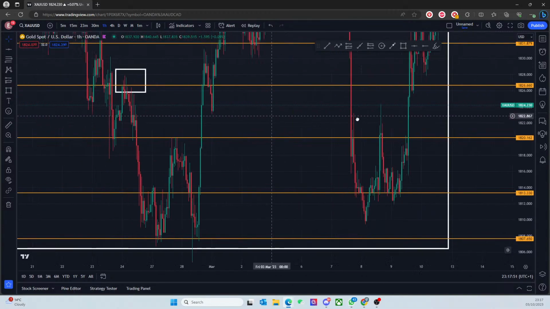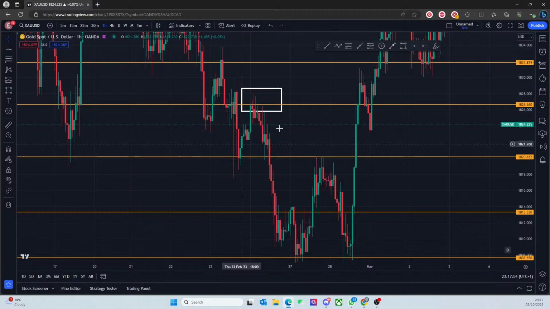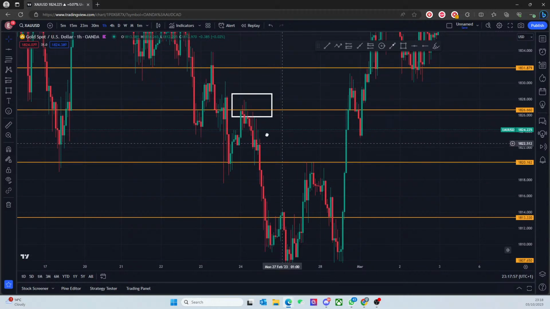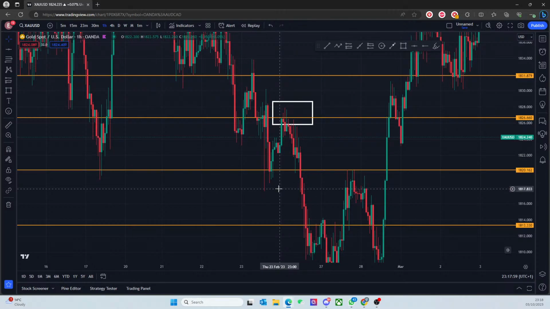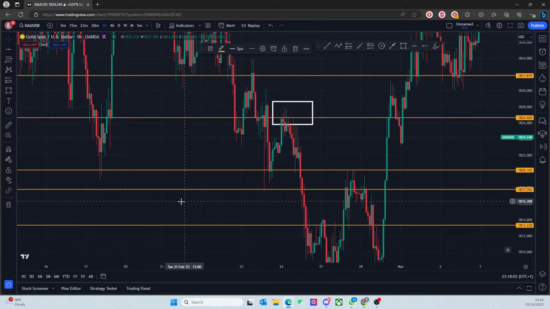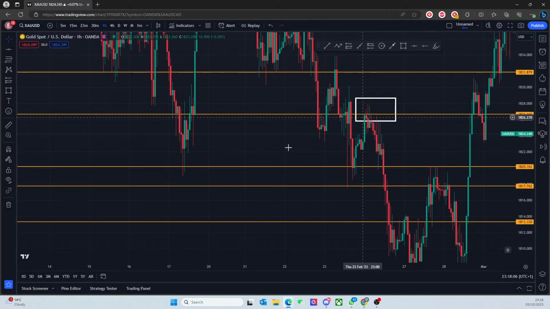1826 and 1820 on the 1 hour, we're understanding that we're in this range here. And if we're in this range here, what am I looking for in terms of a buy? I'm looking at potentially tapping of these sorts of areas to get positions to retest the highs at 1826.